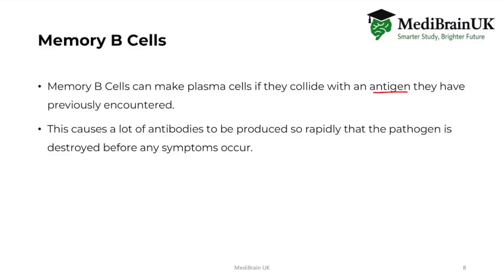And because of this, that's why we've been able to develop vaccines, because vaccines contain the dead or inactive form of the pathogen. That means your body will treat it exactly the same as the normal pathogen and it will produce antibodies and memory cells against the pathogen itself without you feeling very ill in the first place.